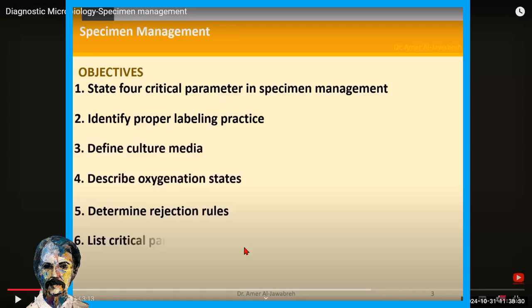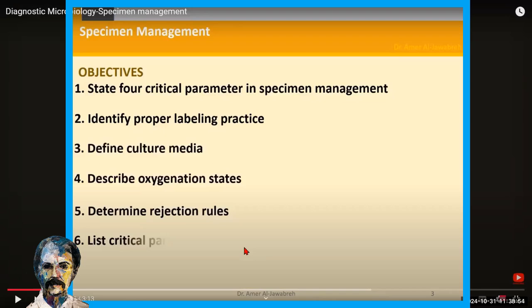Define culture media. As you had in basic microbiology, every bacteria is cultured or cultivated on a plate. And these plates differ. We have tens and hundreds of plates because each company has a panel of plates. Okay, blood agar, chocolate agar, EMB, MacConkey, and many others.